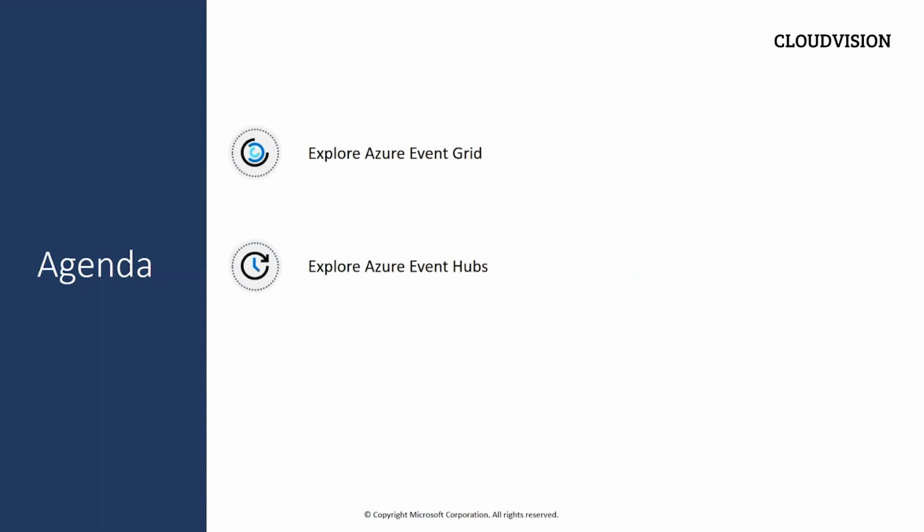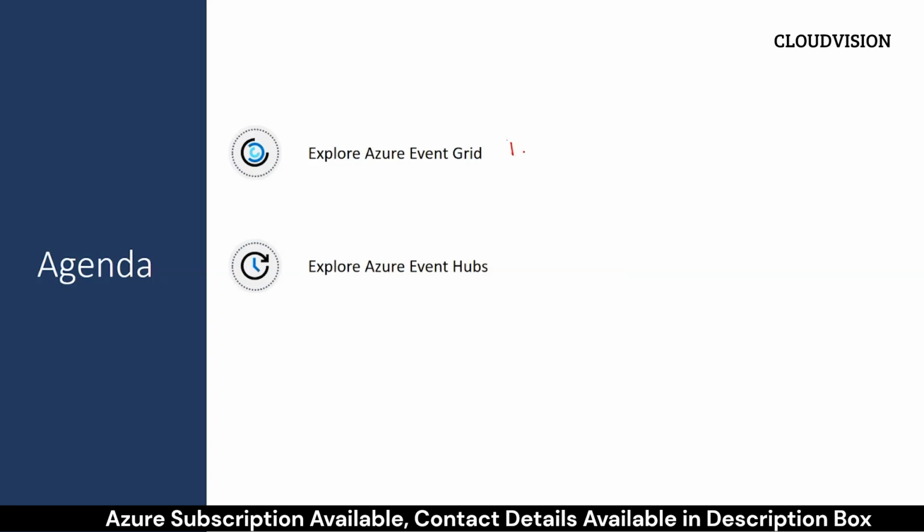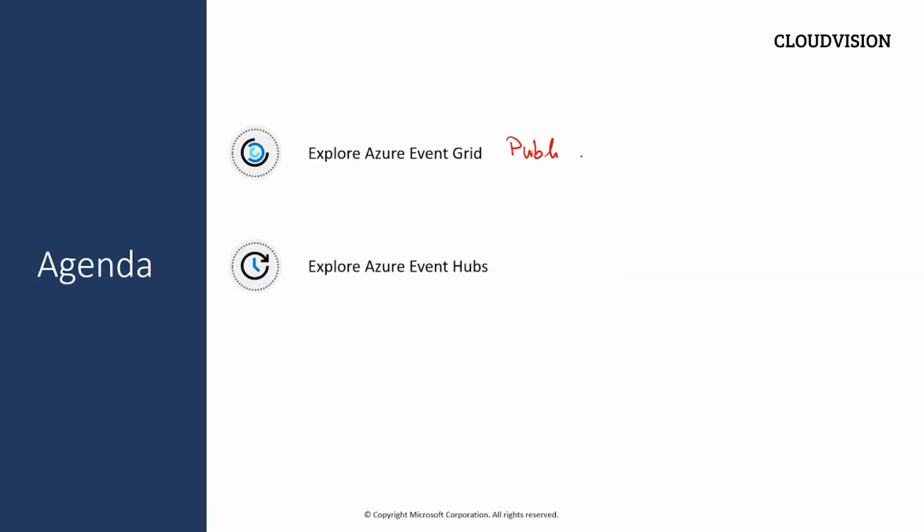Now, Event Grid and Event Hub are used in case of loosely coupled applications where sender and receiver are not aware of each other. So in case of Event Grid, we call it publisher and subscriber, the publisher-subscriber model. And here in Event Hub, we call it sender and receiver.